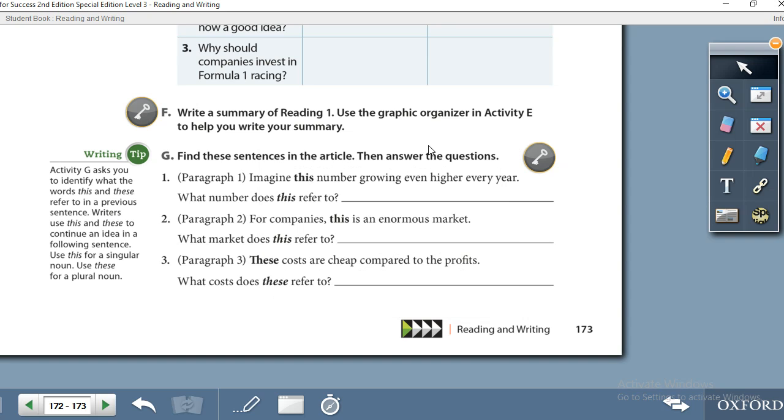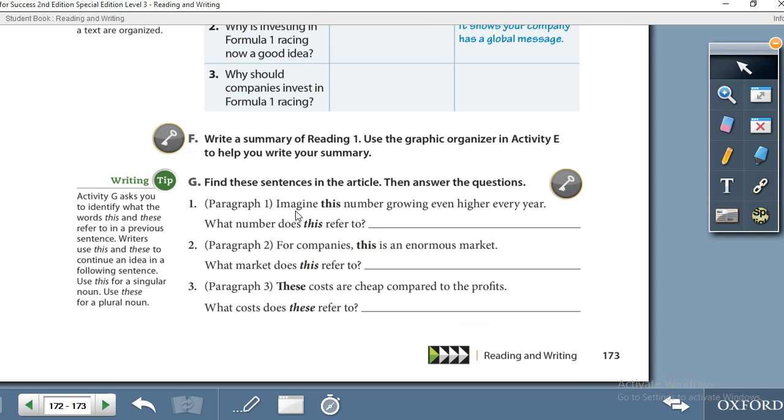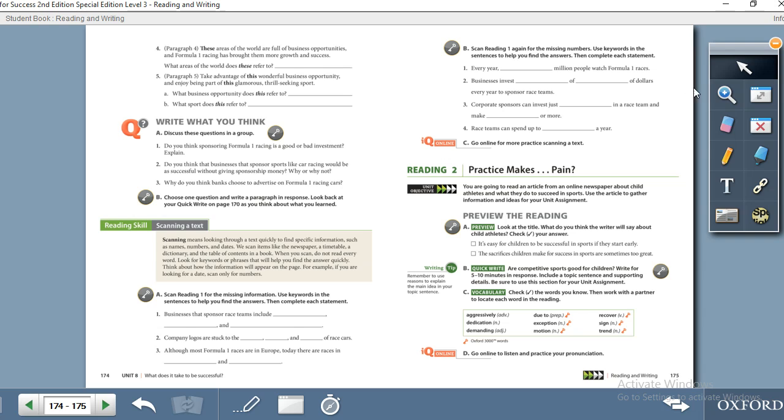So yeah, I would suggest that you read reading 1 a few times just to give you a better understanding of what it's about. Exercise G, find these sentences in the article, then answer the questions. For example, number 1, paragraph 1, imagine this number growing even higher every year. What number does this refer to? So the answer for this question will be in reading 1. That is the reason why I say you need to go over reading 1 a few times. Let's turn over to page 174.